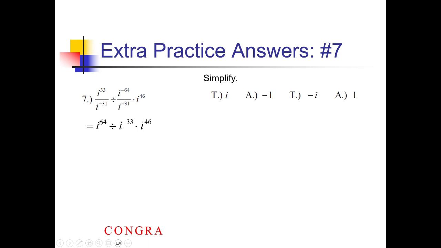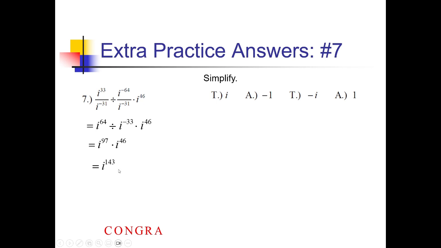Okay, let's go through now and do these from left to right. So I've got 64 divided by -33. Again, I'm going to be subtracting the exponents. So this is going to be, I believe, 97 if I add those together. And then I'm going to have 97 plus 46. So let me think here. 97 plus 40 would be 137 plus another 6. We've got 143. So i to the 143 when all is said and done. So first subtracted those two exponents and then added those last two exponents to get 143.